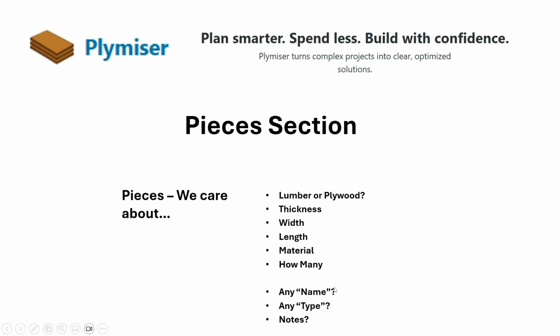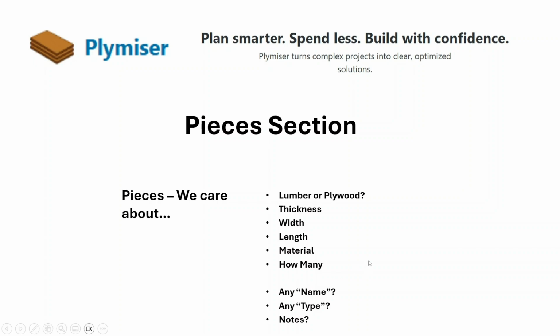Okay, as we begin our demonstration, we're going to start with the pieces section. And again, in the pieces section, for each piece that's in our model, each unique piece, we have whether it's lumber or plywood, the thickness of the piece, the width and the length, what material it's made out of, and how many you need. Also, we provide you some free-form field for name and type and any notes that you might want to add.